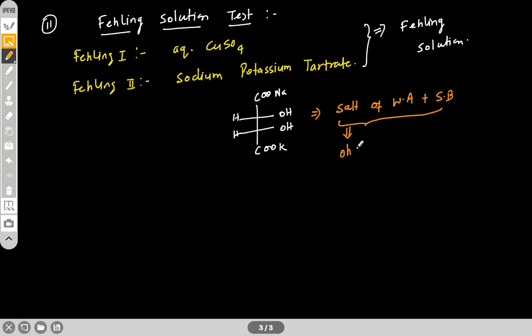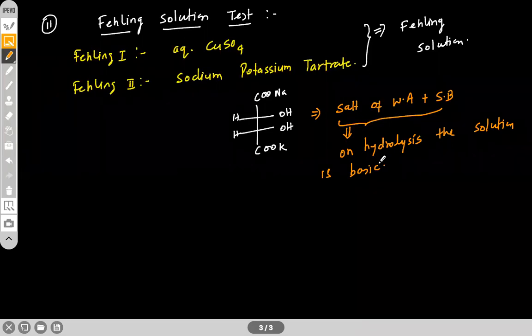Its aqueous solution on hydrolysis, will the solution be acidic or basic? Basic. Why basic? Because we have a strong base. Whatever is strong, that would be the nature of the solution. If you take a strong acid, on hydrolysis the solution will be acidic. Strong base, the solution will be basic. So in the second step, we have a basic solution. That is the conclusion of all this discussion.